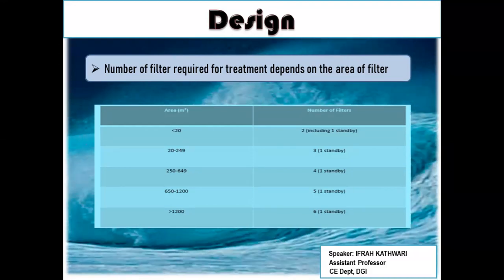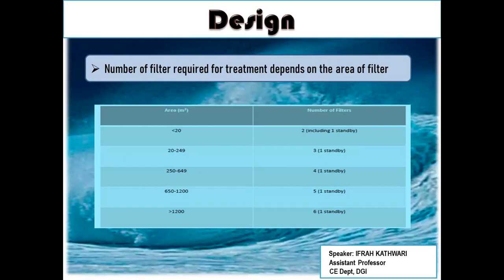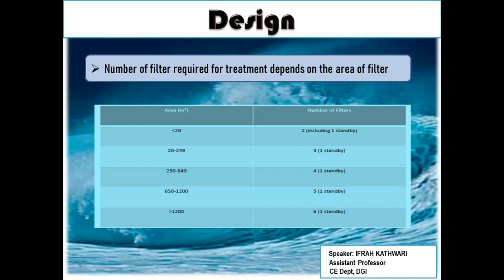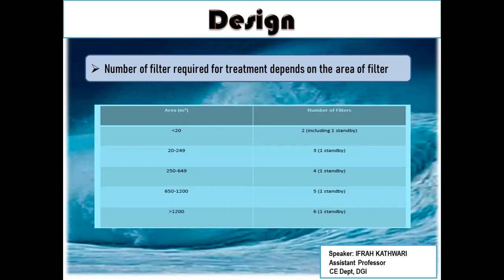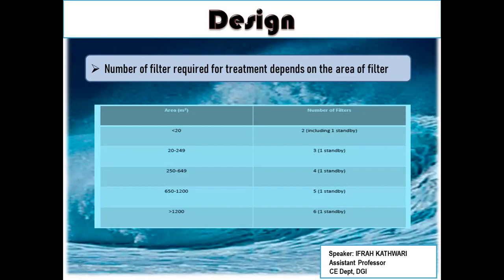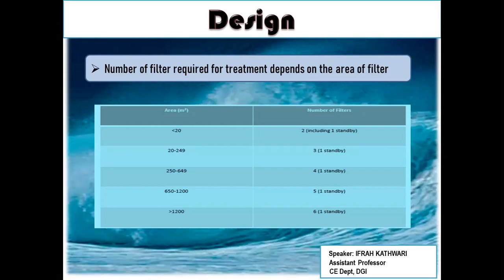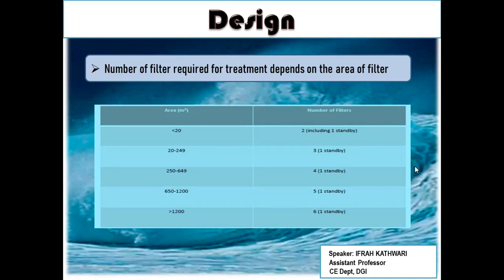Talking about slow sand filters, as I already told you, we need a large area for the implementation of this process. The area should be more. We need skilled labor. This is the only disadvantage, and the process is very slow. The number of filters required for the treatment of water by slow sand filter is given by the following table.